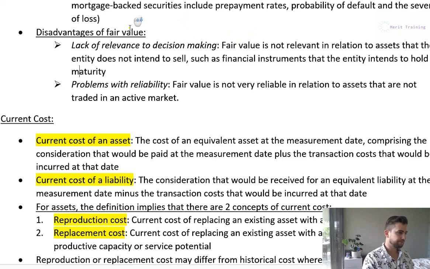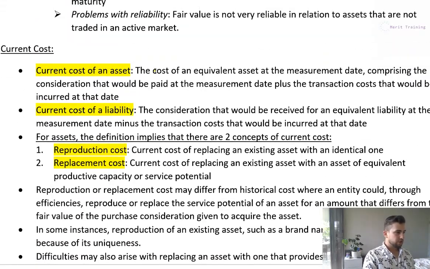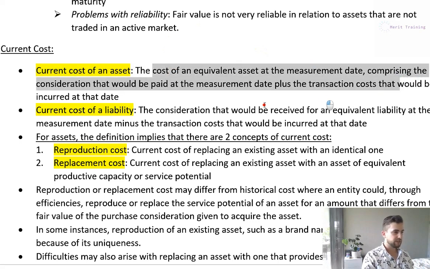It does involve judgment. So current cost is the current cost of an asset, which is basically the cost of an asset at the measurement date, comprising the consideration that would be paid at the measurement date plus the transaction costs that would be incurred at that date.